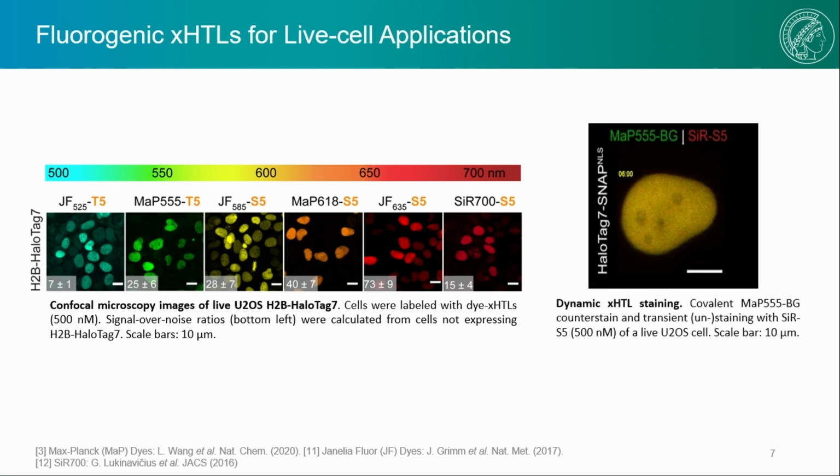In this experiment, we show the reversibility of the probes in live cells. So the nucleus is covalently labeled with a green probe, and we flush in and wash out a red XHTL. You see that the staining is fully reversible, and in addition, the staining and unstaining takes about 1 minute.